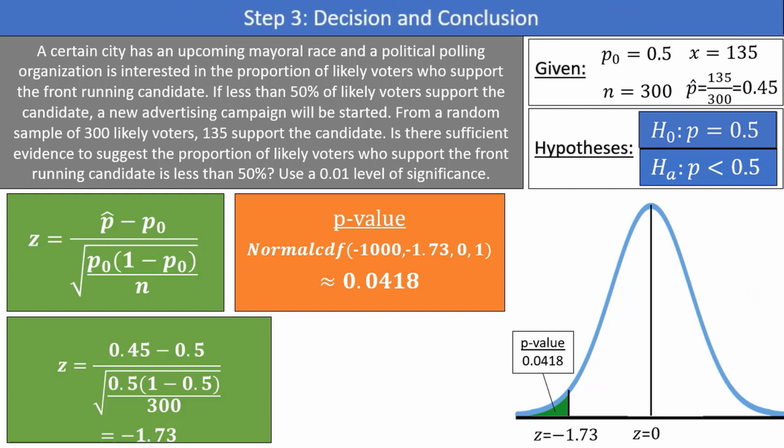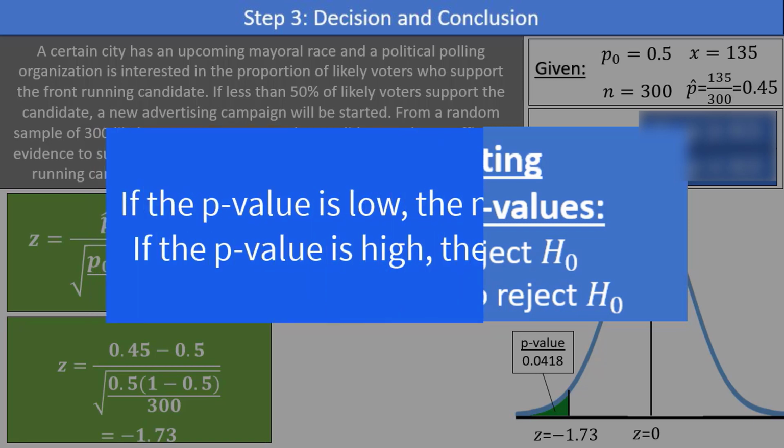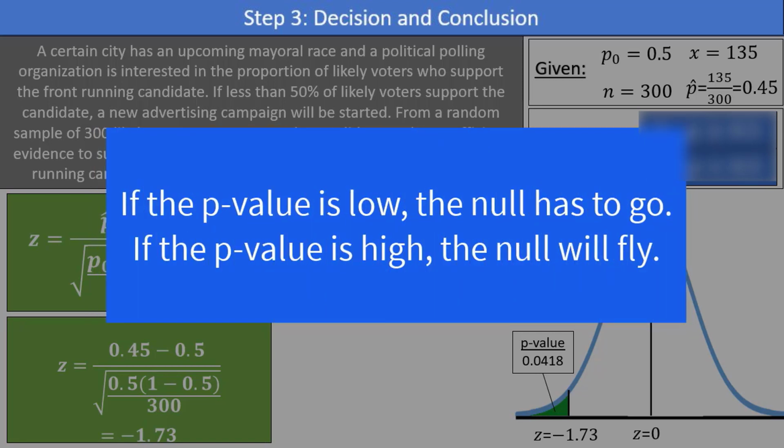Step 3. Decision and conclusion. If the p-value is less than or equal to alpha, we reject the null hypothesis, and if the p-value is greater than alpha, we fail to reject the null hypothesis. As I like to say, if the p-value is low, the null has to go, and if the p-value is high, the null will fly.